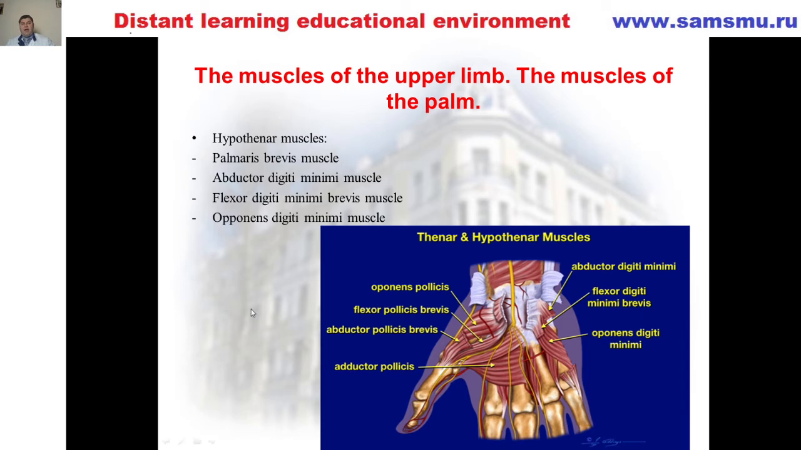And next we'll talk about the opponens digiti minimi muscle. It's almost completely covered by the preceding two muscles. It arises from the flexor retinaculum and from the hook of the hamate bone and attaches to the outer border of the fifth metacarpal bone. Action: draws the little finger toward the thumb, or opposition. You may see the opposition between the little finger and thumb.